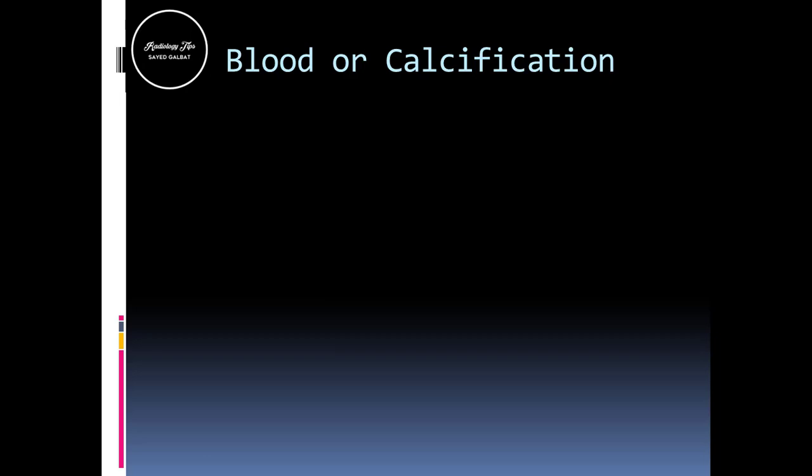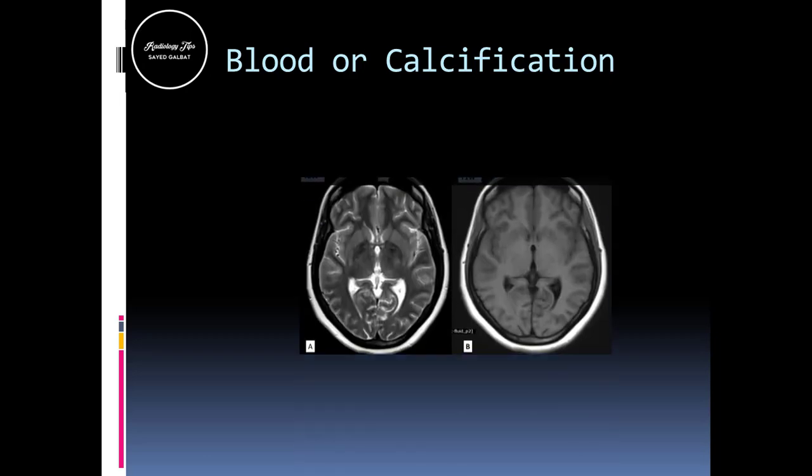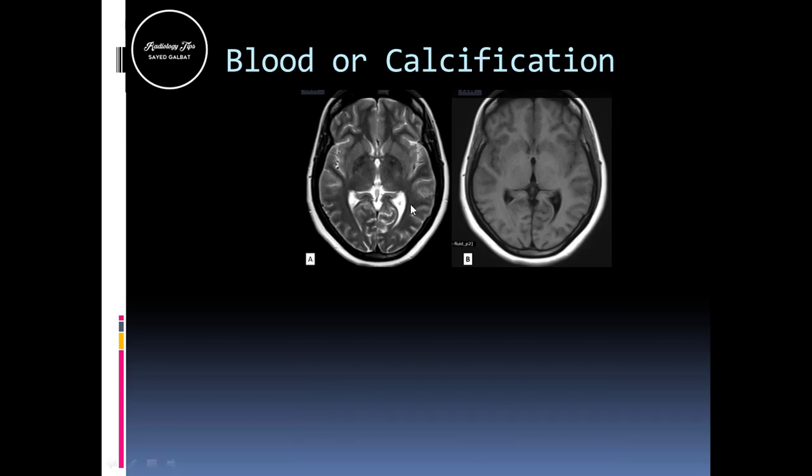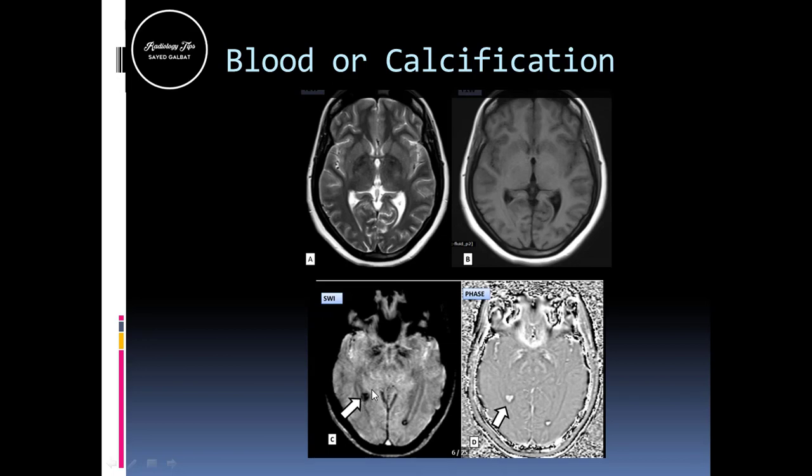So how do we differentiate blood from calcifications in SWI? Let's have an example. If you look at this MRI, this is a T2 and this is T1. Obviously, you can't detect any abnormality in both images. But if you look at the SWI, you can see an area of blooming artifact in the lateral ventricles, which indicates intraventricular bleed. To be sure that this is blood, you have to look at the phase image. So if it's bright in the phase image, this is blood. So B for bright and B for blood.